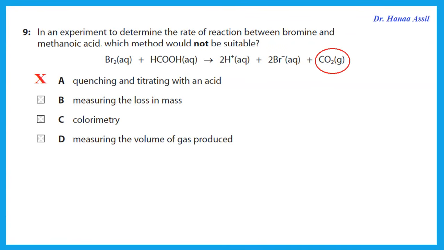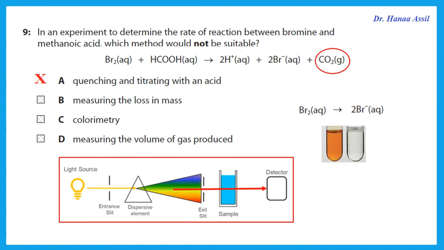Measuring the loss in mass, yes, we could use that because the reaction gives out a gas, so there will be a loss in mass, and we can measure the mass every minute. Colorimetry, yes, we can use colorimetry because we have bromine changing to bromide. Remember that bromine originally is reddish brown or orange, and as the reaction proceeds, the color disappears. So this can be measured by colorimetry, in which we pass light through it, and the gradual change in the color can be determined.